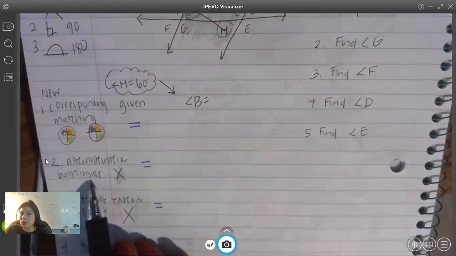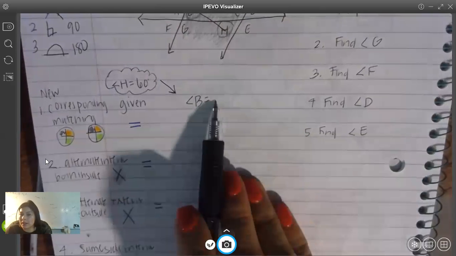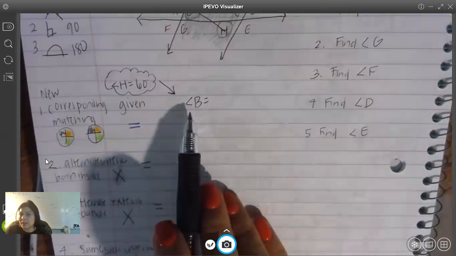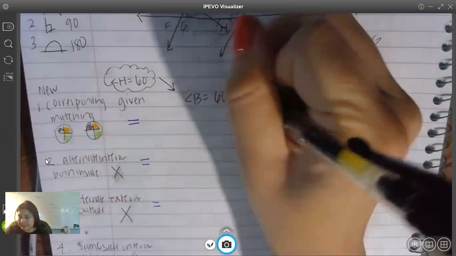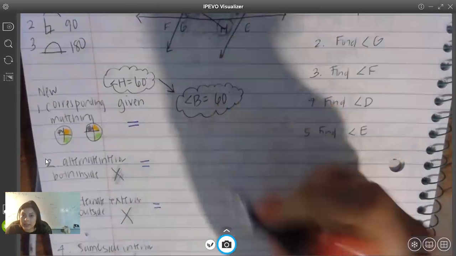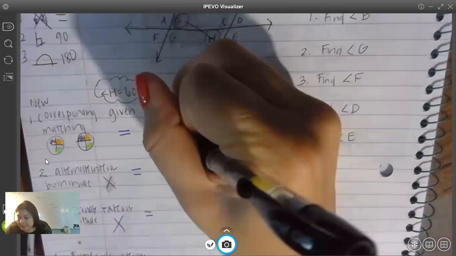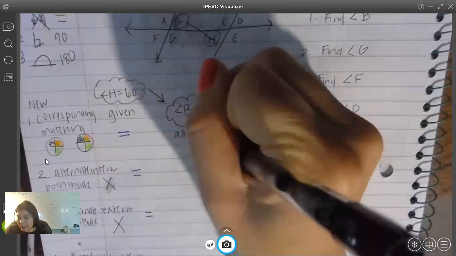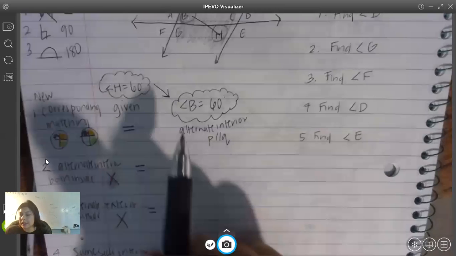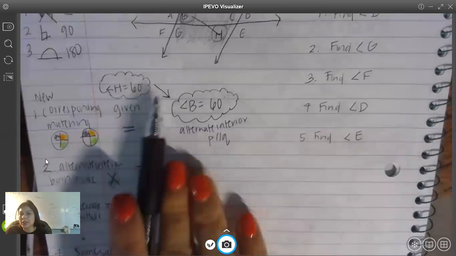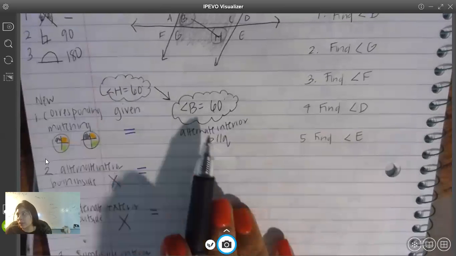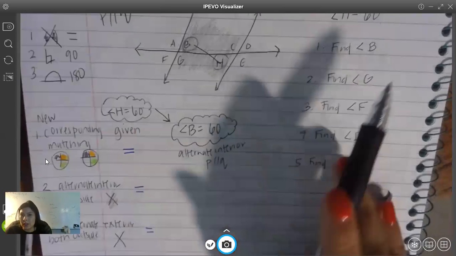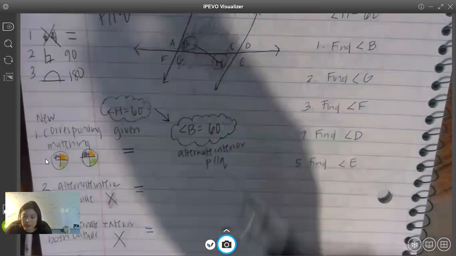They're alternate interior, so they're going to be the same. So angle B is 60. Thank you. They're the same. The reason that it's 60 is because they're alternate interior and the lines are parallel. They're connected. This is the kind they are. The arrow matters, telling you that those two are alternate interior. Because the lines are parallel, they're the same. All right, let's do G next. So where's G? Here's G.